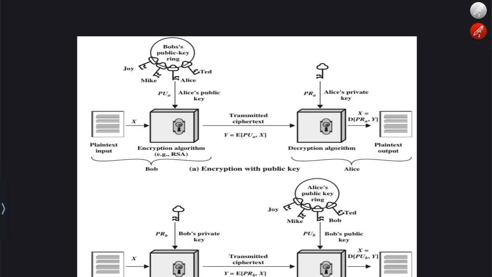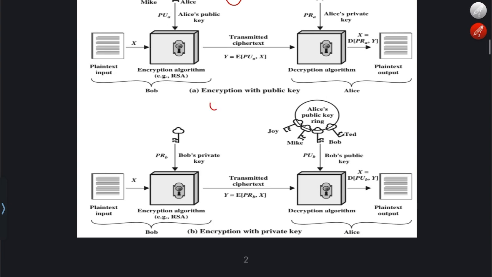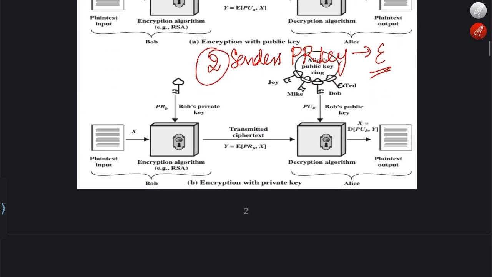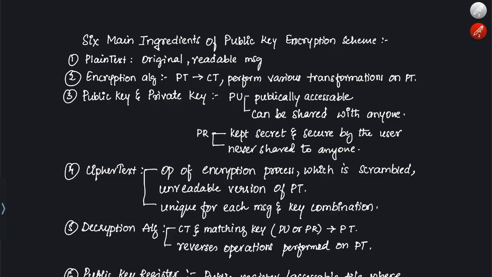So in the first figure, we are making use of the receiver's public key for encryption, and on the other hand, we are making use of the sender's private key for encryption purposes. So this figure explains the public key crypto systems model. Next, we'll look into the 6 main ingredients of a public key crypto system.